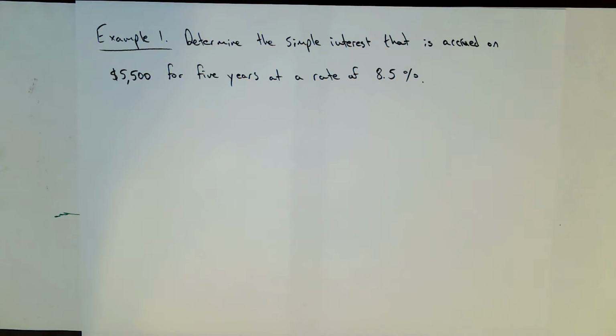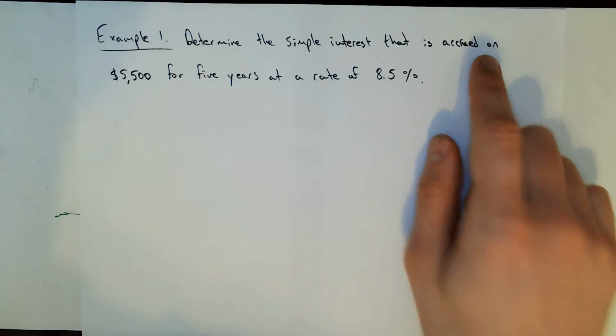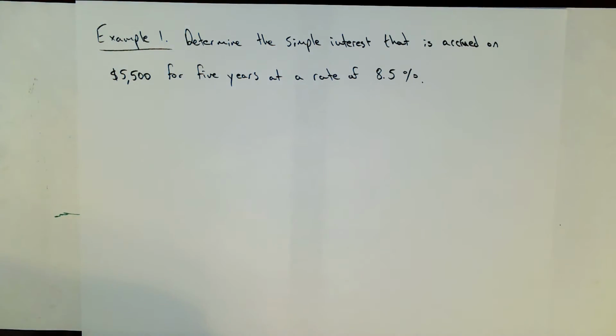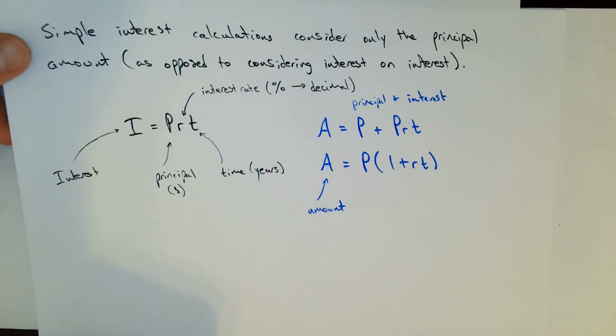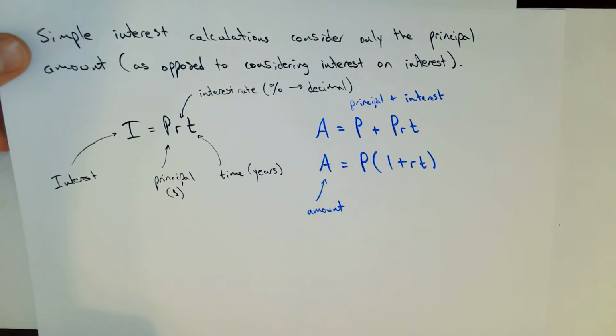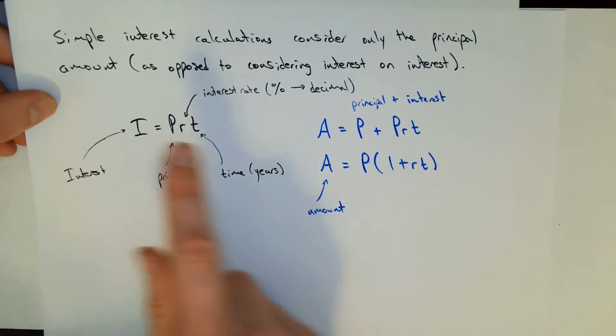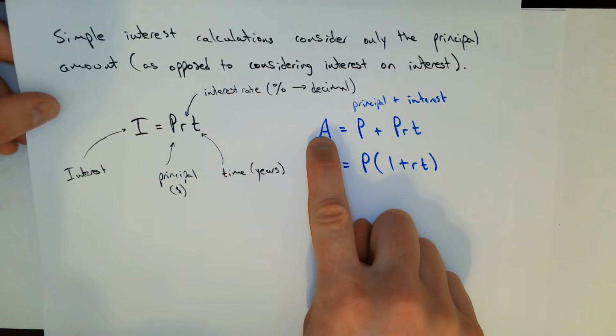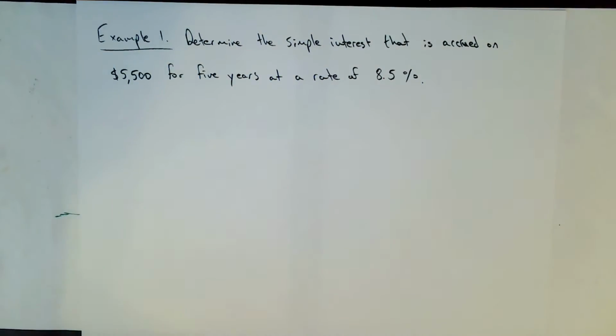Determine the simple interest that is accrued, that just means earned, right? The interest that's gained on the account for $5,500 for 5 years at a rate of 8.5%. Okay, so we have everything we need. It specifically asked for interest, not for the total amount after the interest is added back on. So that's just a small thing to note here. They only want interest, not the actual total. Okay. We might get the total anyways, just for a little bit of extra practice.